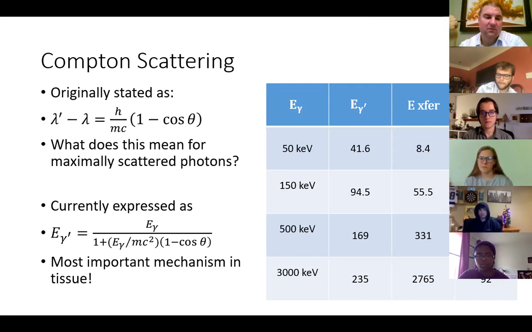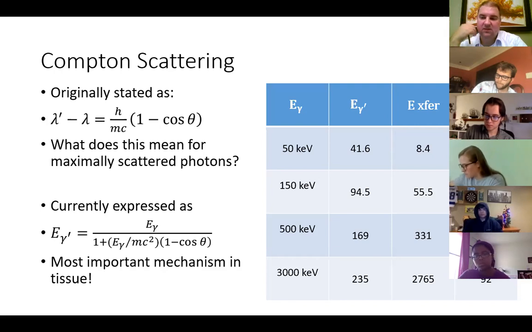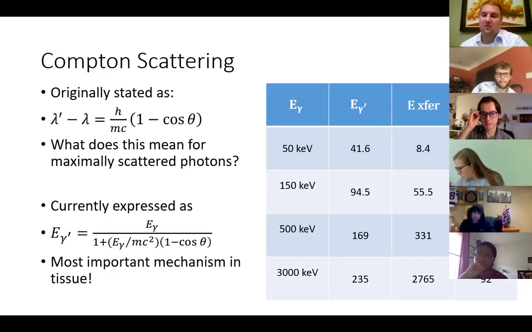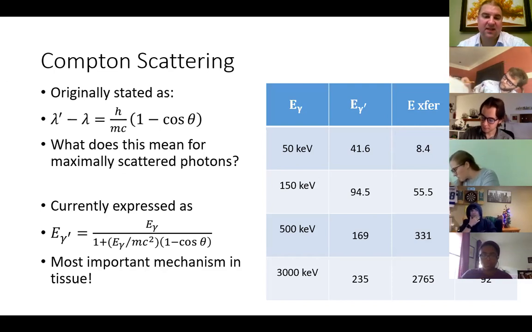Compton scattering is the most important mechanism in tissue. Why do you think Compton scattering is more likely in, say, water or living tissue than the photoelectric effect? Because our human bodies and water aren't metal, mostly. Yeah. Water, even if you go with the oxygen, or even if you add up the two protons with the oxygen, the Z for that material is very low. So photoelectric effect is not as likely to occur in the human body or in living tissue as Compton scattering.